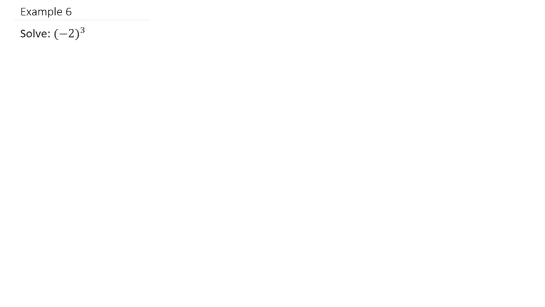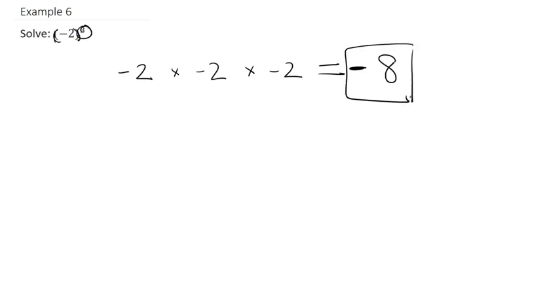Example 6, solve for the following: negative 2 raised to the third power. Notice that we have an exponent here, but it has parentheses. So that means we have negative 2 times negative 2 times negative 2. Notice we have an odd amount of negative signs. So that means our final answer will also have a negative. So now we can go ahead and solve. 2 times 2 is 4, times 2 is 8. So our final solution is negative 8.